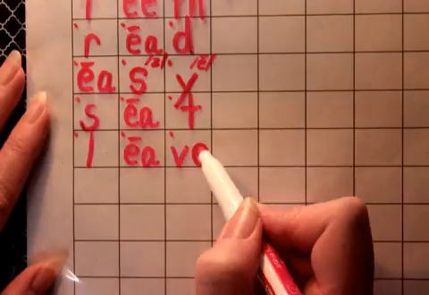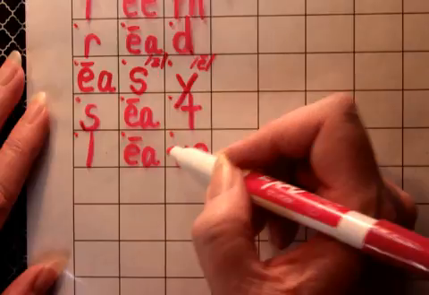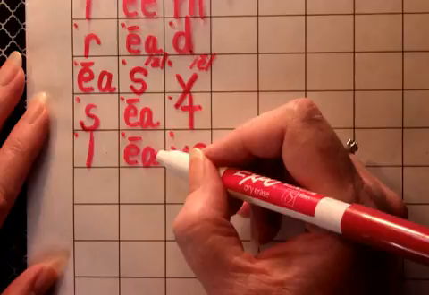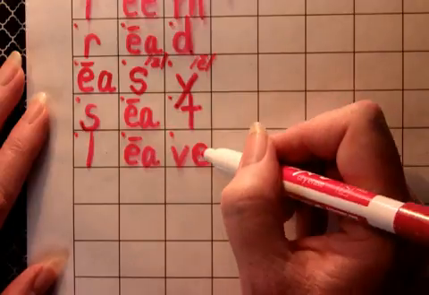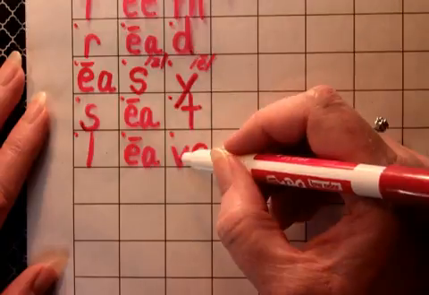The E is not a silent E to jump over the V to make these letters say a long sound. These are a vowel team. They'll make the sound all on their own. They don't need help from any other letters. This silent E is only here to protect that V.